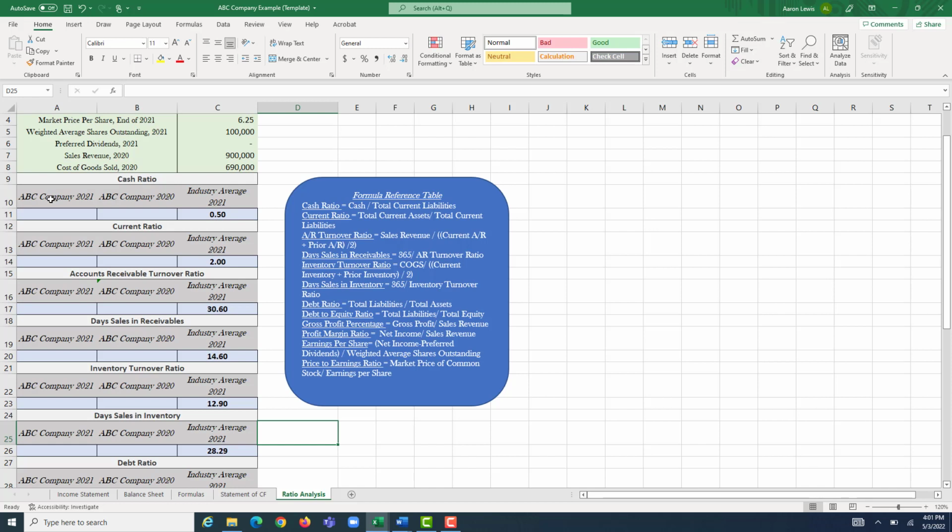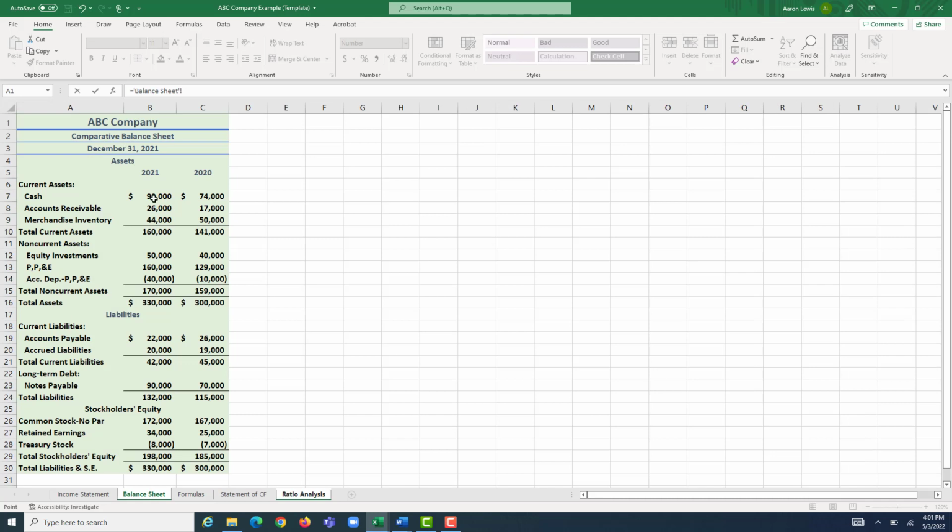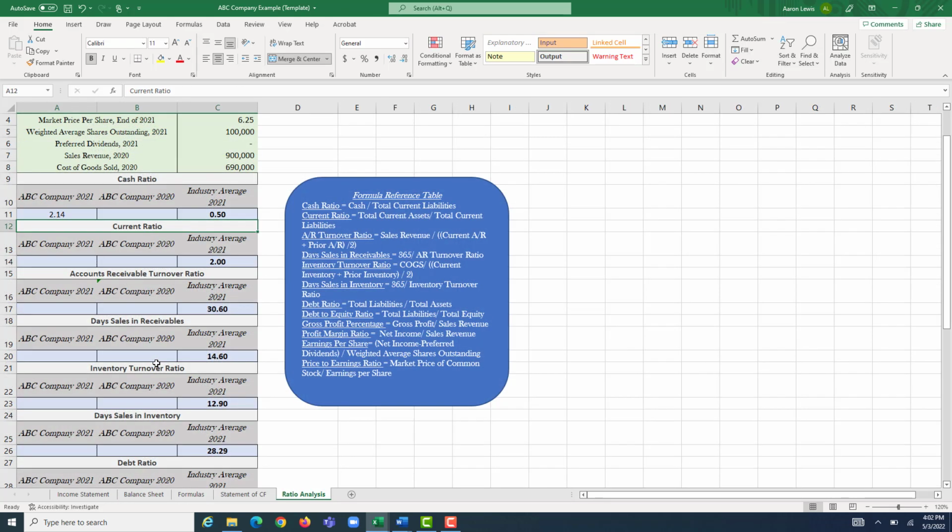So I can just go to ABC Company's balance sheet, find the cash for 2021, divided by the current liabilities for 2021, and that is going to give me my cash ratio. So if I click in the cell for the answer, hit equals, go to the balance sheet, I have cash divided by our current liabilities. 90,000 divided by 42,000 equals 2.14.